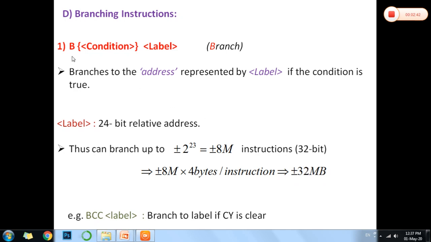So that's how this instruction works. The address which is given is a relative address, and it's a conditional branching instruction. As an example, consider this instruction BCC label. CC is the condition carry clear. So this instruction is branch if carry is clear to the given address. So this instruction will jump to the address when the carry is 0.